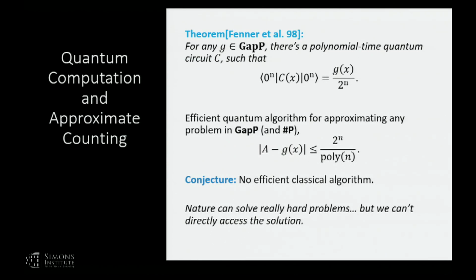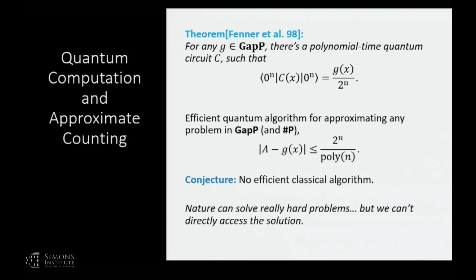Okay, so now to relate all of this to approximate counting. An algorithm by Fenner and others says that for any problem in GapP, there's a polynomial-size quantum circuit such that this probability amplitude corresponds to the GapP problem under some normalization. So by the Hadamard test, that means we can efficiently approximate any problem in GapP, and also any problem in #P, up to some additive error.